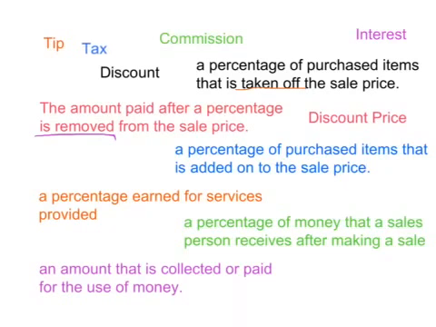The next vocabulary term, tax, which is a percentage of purchased items that is added on to the sale price. Keywords here, added on. So unlike discount, sales tax is going to be something that you add on to the sale price. Next, tip. This is a percentage earned for services provided.